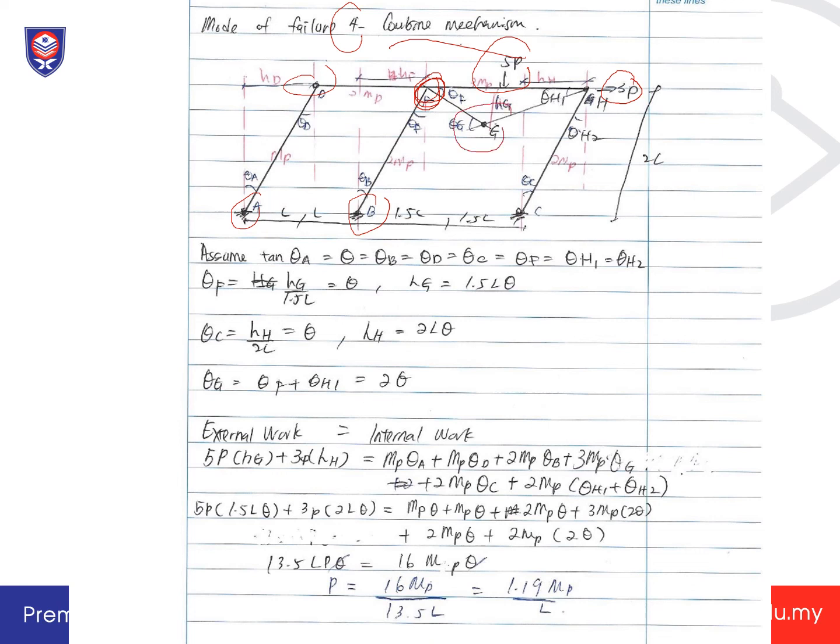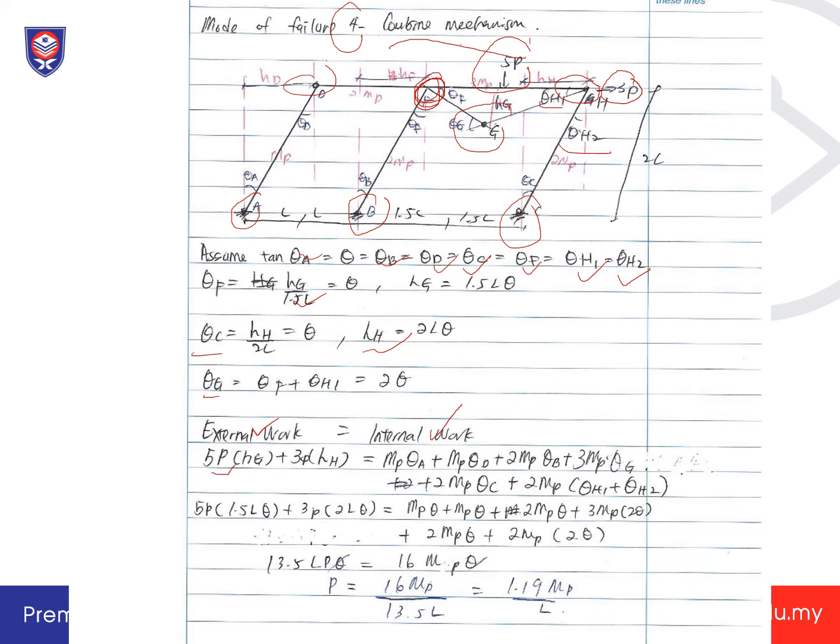Then you will have an MP at G, which is caused by this 5P, and then you will have an MP at hash and also MP at C. So after you obtain all the theta A, B, D, C, have H1 and H2, here is H1 and here is H2, and then you obtain the HF and also the HG, HG and HS. Then you will solve it by using all the theta. You solve it by using external work is equal to internal work.